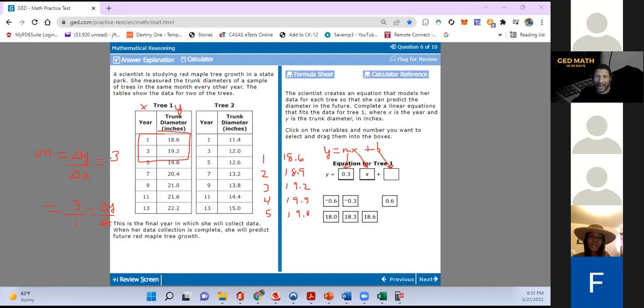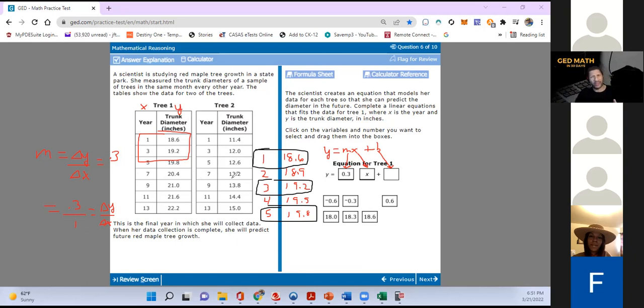You should recognize now, and look: 1 and 18.6, 3 and 19.2, 5 and 19.8. The same thing that's in our table. Understand what the slope is. It's a constant rate of change. So for every X value that I change by 1, my Y is going to change by 0.3. Now, this table is only shown every 2 years, but this is actually the same thing. They're only showing you every 2 years.